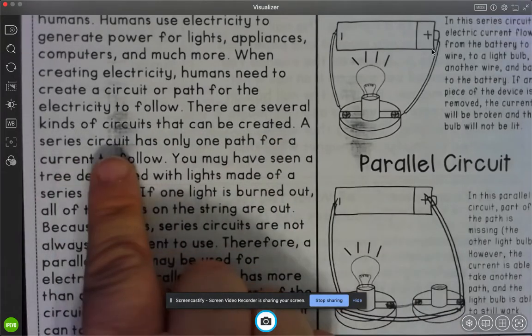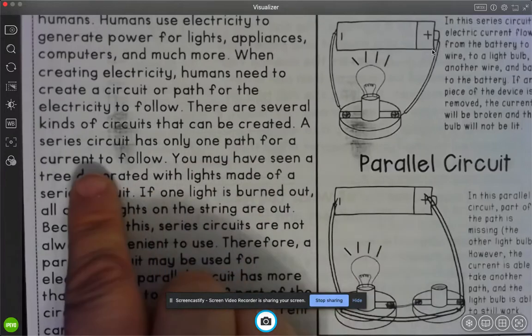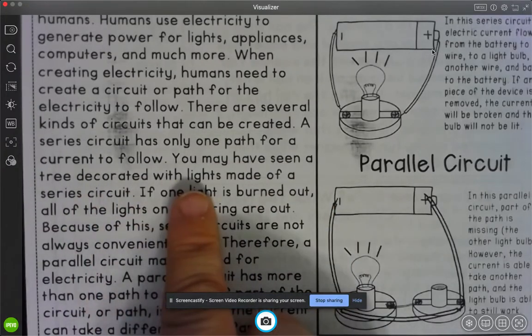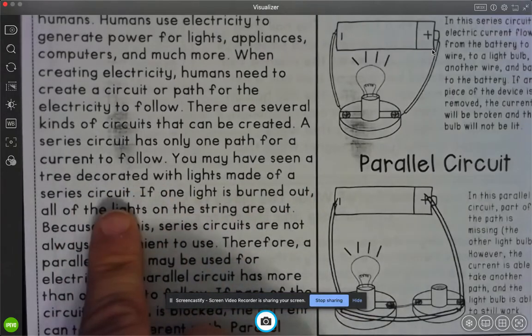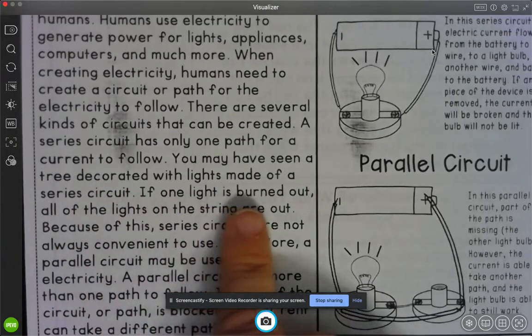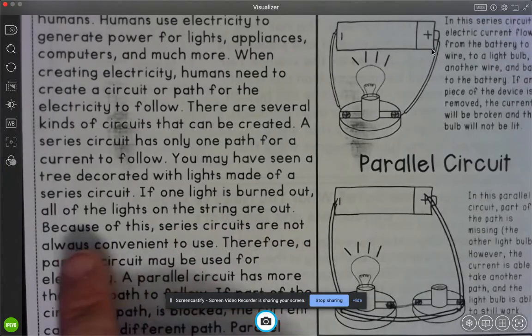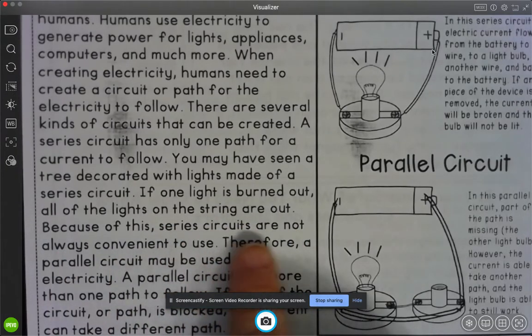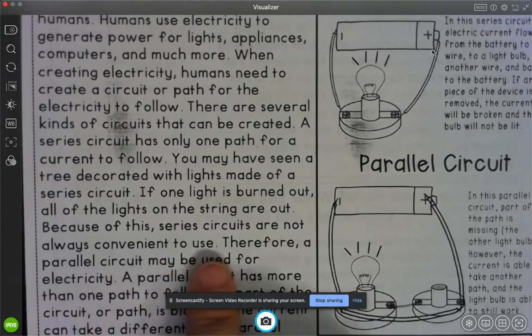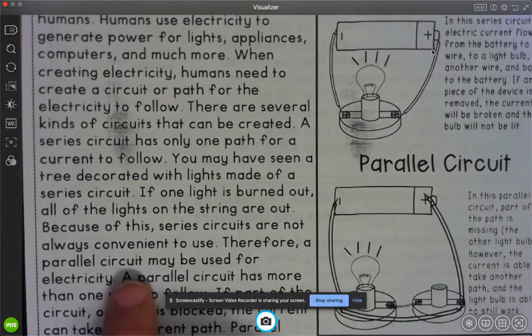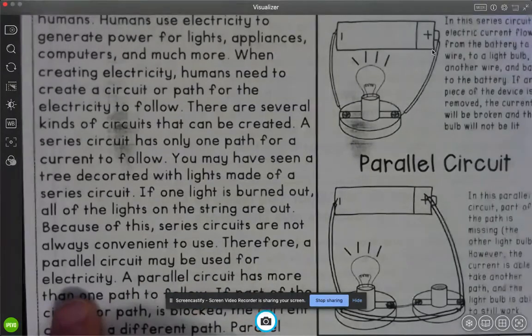A series circuit has only one path for a current to follow. You may have seen a tree decorated with lights made of a series circuit. If one light is burned out, all of the lights on the string are out. Because of this, series circuits are not always convenient to use. Therefore, a parallel circuit may be used for electricity.